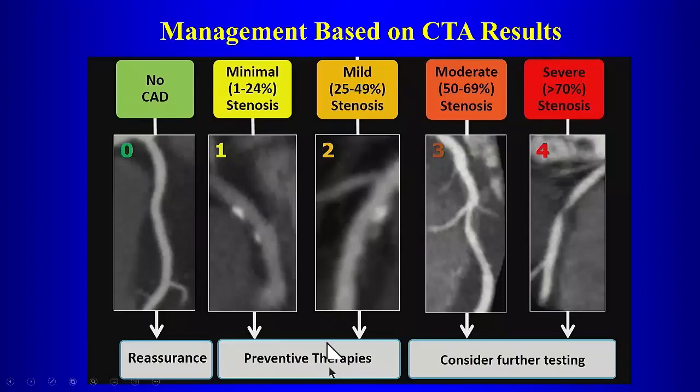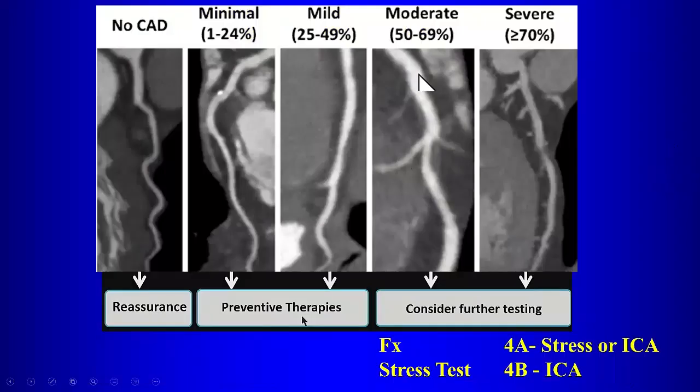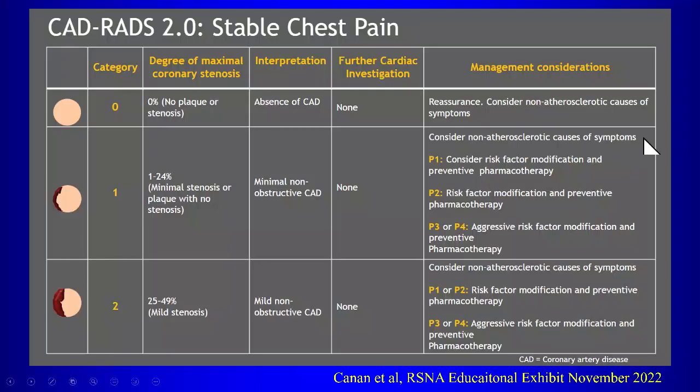So the bottom line, if you have up to mild stenosis, then preventive therapies, these do not require further workup in terms of the coronary artery disease. If you have moderate stenosis, then once we're above that, we do need to consider further testing. And if we're talking about moderate stenosis, usually we're talking about functional testing or some kind of stress test. If we have severe stenosis, then you think about invasive coronary angiography, although you do have a choice with 4A lesions to do stress or invasive coronary angiography. So the degree of stenosis does affect your management recommendations for these lesions.